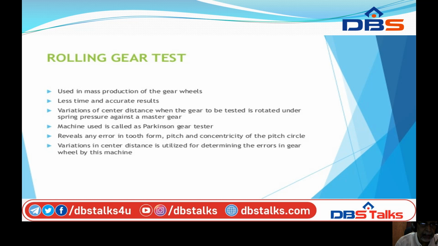Variation of center distance when the gear to be tested is rotated under spring pressure against a master gear. The machine used is called the Parkinson gear tester. It reveals errors in both form, pitch, and concentricity of the pitch.